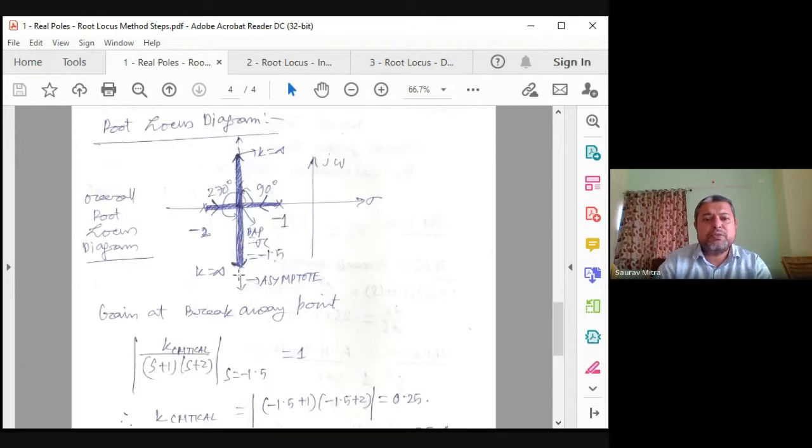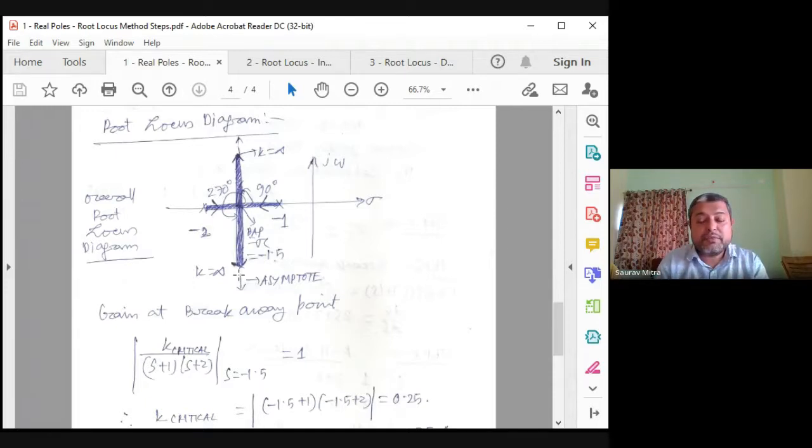So from steps 1, 2, 3, we have found out the pole-zero position, p minus z is equal to 2 minus 0, which is 2. Step 4, we have found out the angles 90 degrees and 270 degrees, that is the asymptotic angles. Step 5, we have found out sigma c. Step 6, we have found out the point where the two poles come and collide.